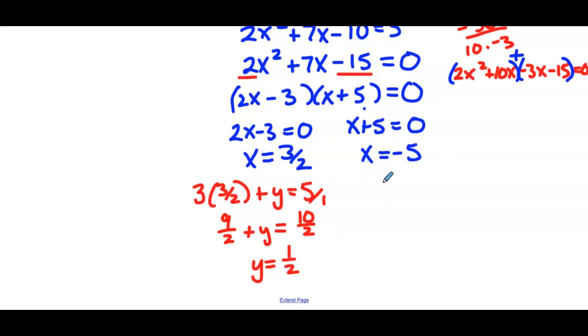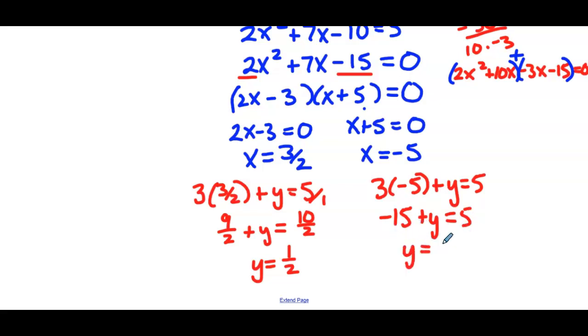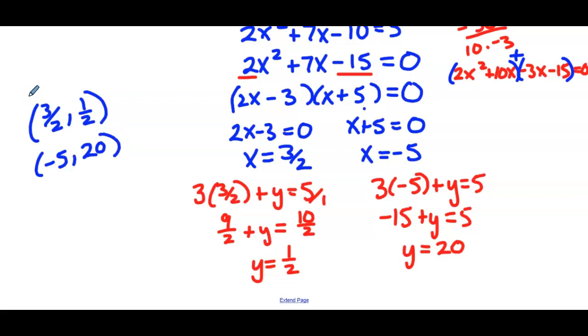And then x equals negative 5. So 3 times negative 5 plus y equals 5. So negative 15 plus y equals 5. Add 15 to both sides of the equation, y equals 20. So our points of intersection are 3/2, comma 1/2, and negative 5, comma 20.